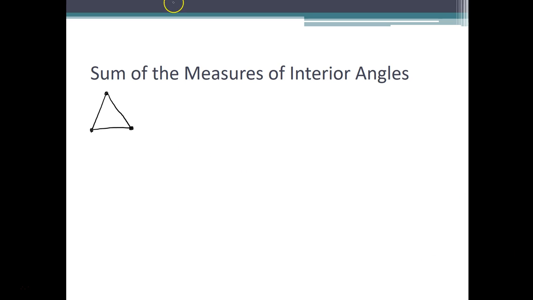Alright, so you got a 3-sided figure, that's a triangle. The interior angles here, the measures of the angles add up to 180 degrees. And if you have some kind of quadrilateral, let's say a rectangle or a square or any kind of quadrilateral, the interior angles add up to 360. But what happens when you have something like a pentagon? What do the inside angles add up to then?